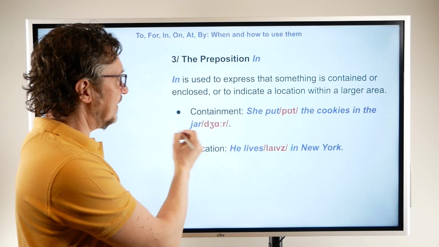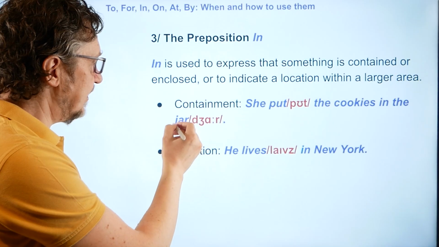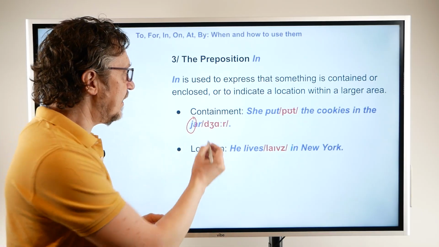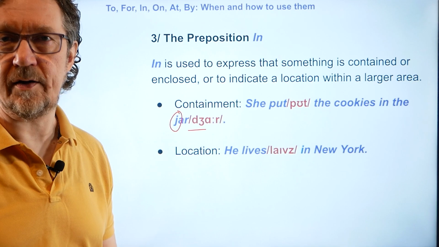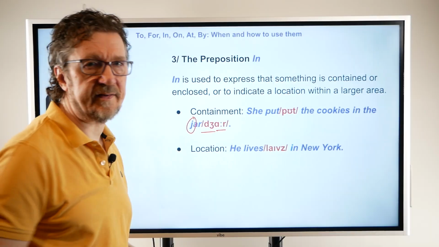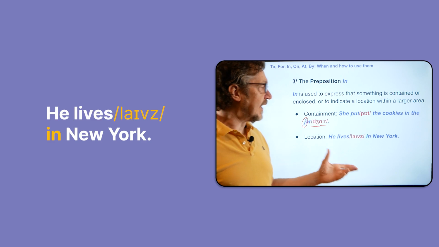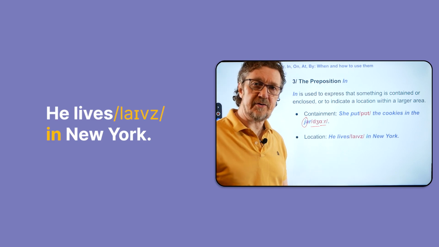Let's have a look at this pronunciation. This, of course, is not y, as some people might think it might be, but it's j, jar, okay? And we have this long R sound as well. Okay, so you put the cookies in the jar. Location, he lives in New York, all right?